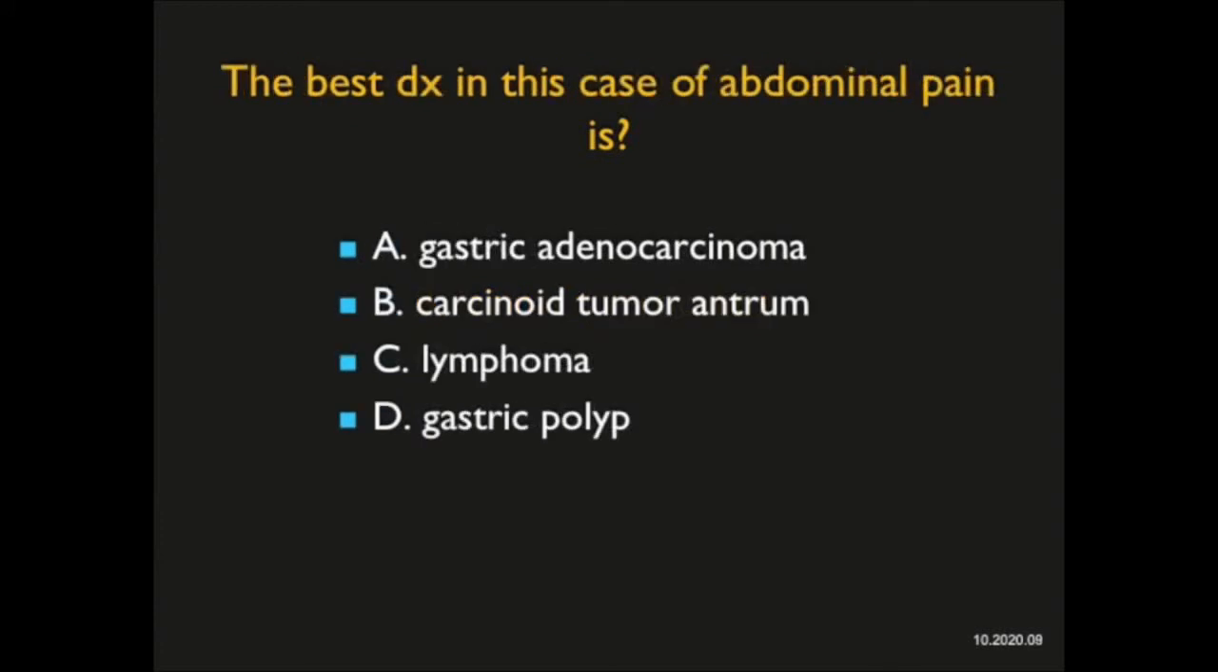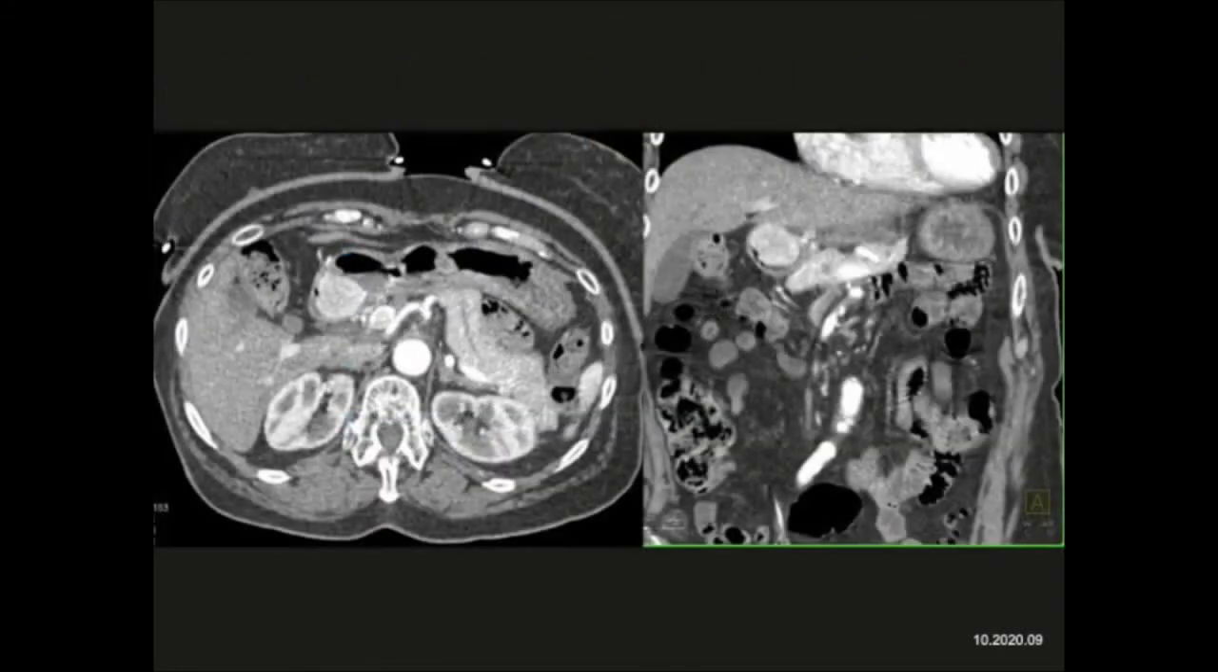In this patient with abdominal pain, I asked for the best diagnosis, and the finding on the axial and the coronal is about a 3 centimeter enhancing mass in the antrum of the stomach. You then say to yourself, what lesions in the stomach can enhance? Well, you could have ectopic pancreas, usually it's smaller. You can have metastasis from, say, renal cell carcinoma, but that's not the case here. You can have GIST tumors, which can enhance. That's a possibility. But you also can have carcinoid tumors.